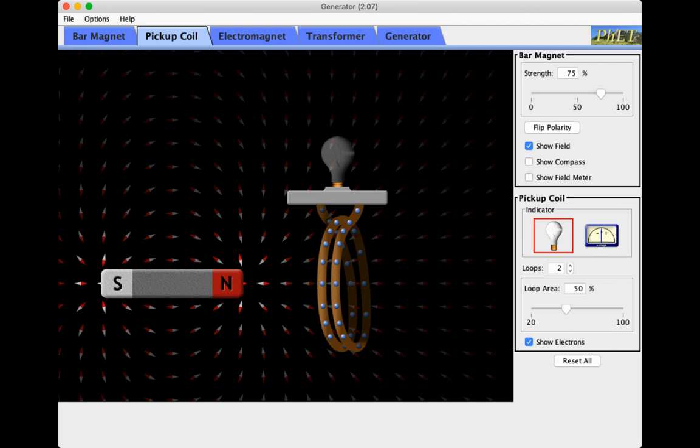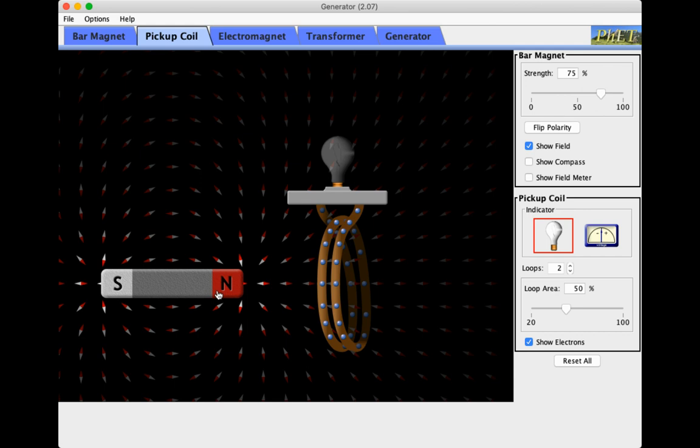Okay, so I'm going to do a little video demonstration in case this simulation is not working on your computer. So first, what I've got here is a coil of wire hooked up to a light bulb, and then I've got a bar magnet. Right now, these little compass needles are showing the magnetic field lines that are emanating out of the different poles of this permanent magnet.